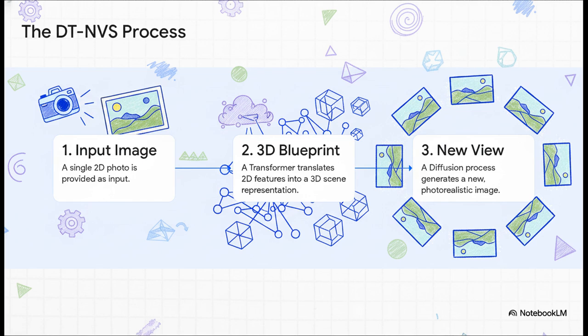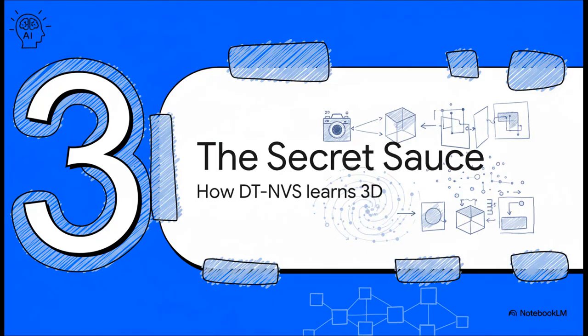So here's how it works. Think of it like a little assembly line. Step 1, you give it a single photo. That's it. Step 2, the transformer part gets to work. It's like the architect looking at that flat picture and sketching out a full 3D blueprint of the scene. And then, step 3, the diffusion part comes in. It's like the master painter who takes that blueprint and creates a stunning, photorealistic new painting from any angle you want. It's pretty amazing.